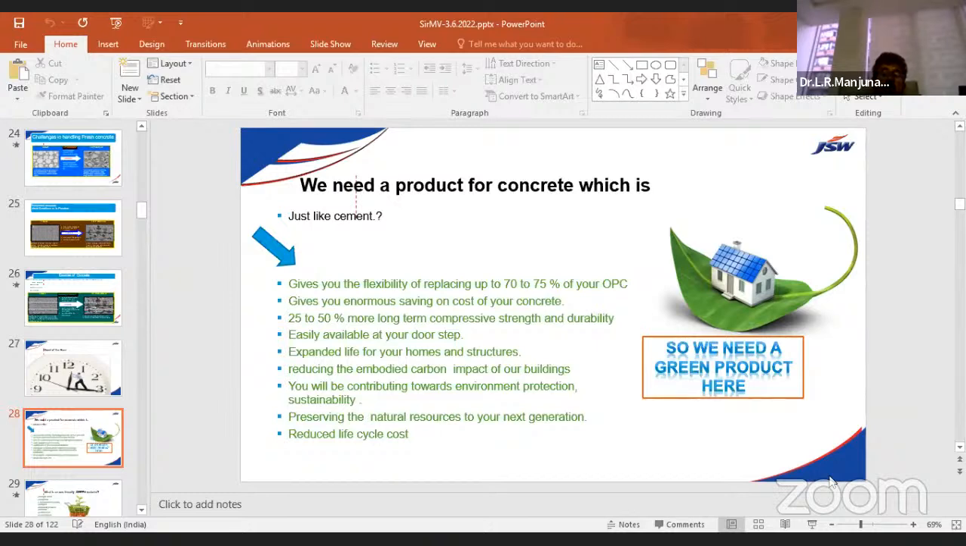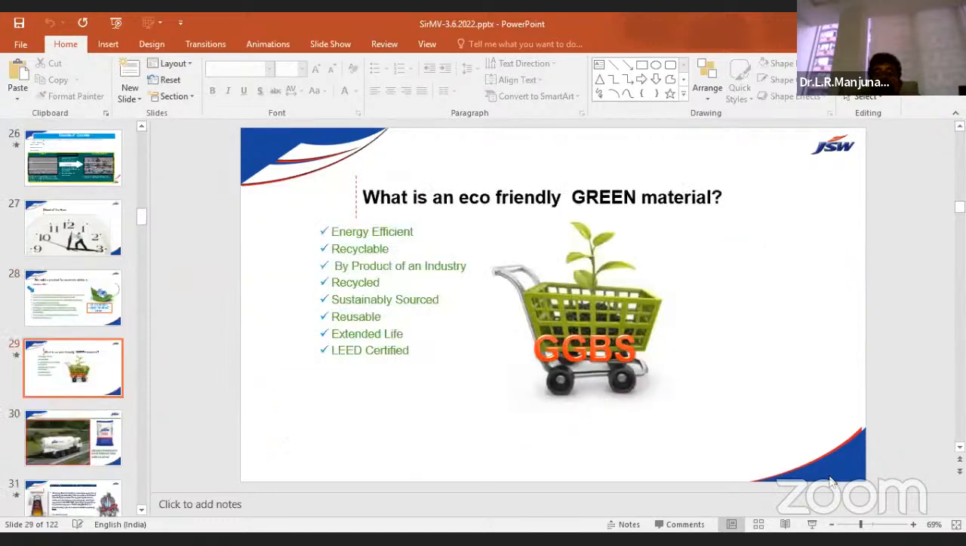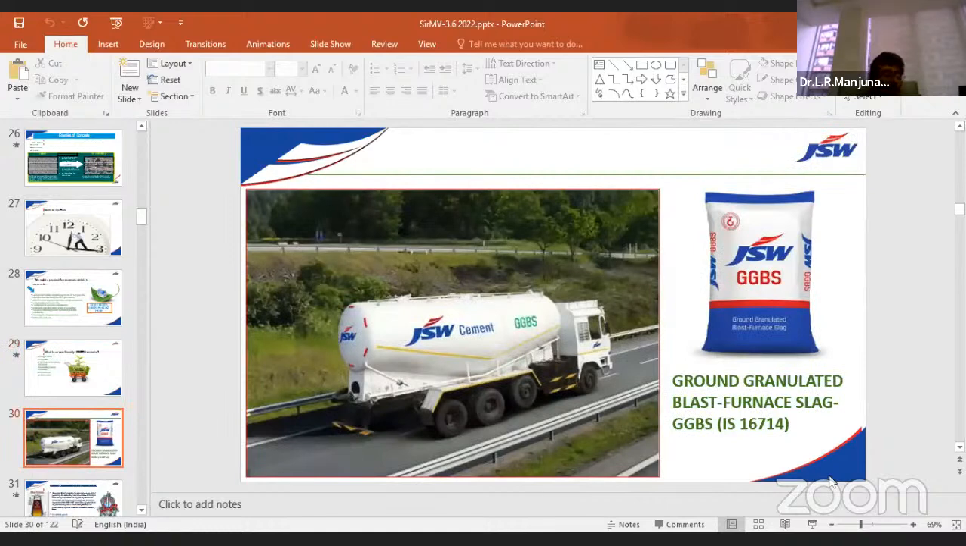It gives 20 to 50% more compressive strength, is easily available, reduces the carbon footprint, preserves natural resources, and reduces the life cycle cost of the building. All of this comes with one single product called GGBS, which is a byproduct of the steel industry. It is a highly energy efficient, recyclable product, and it gives LEED certifications. This is called GGBS.